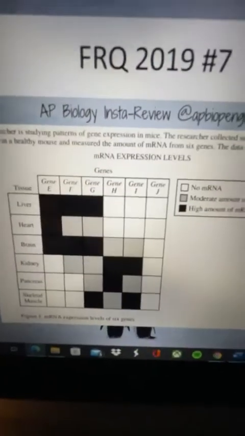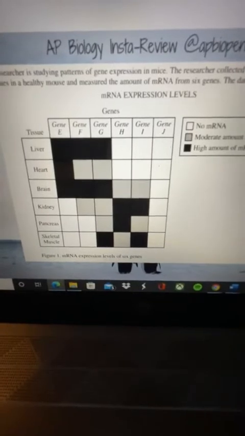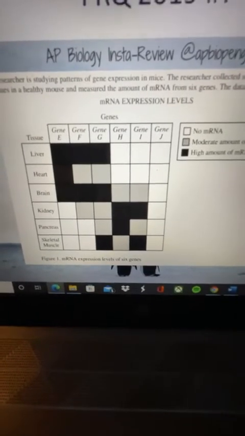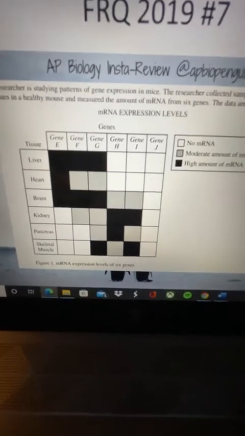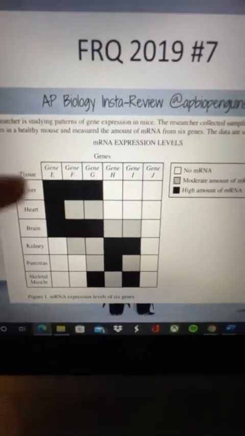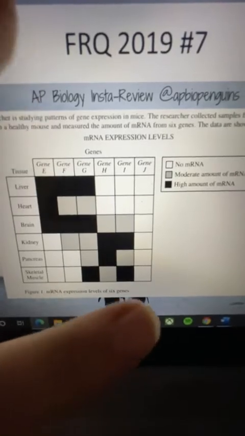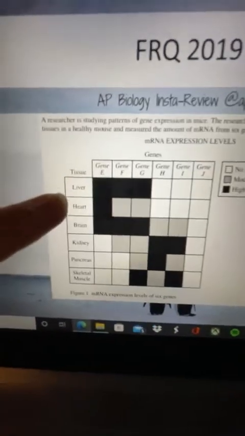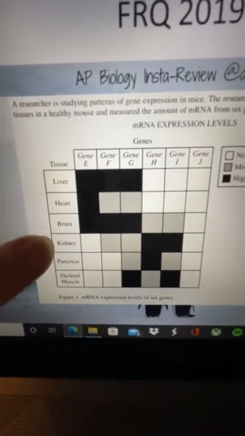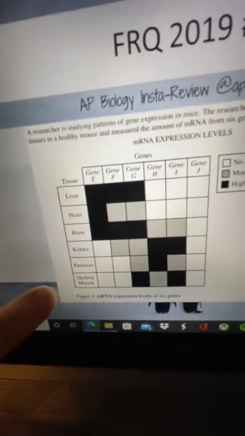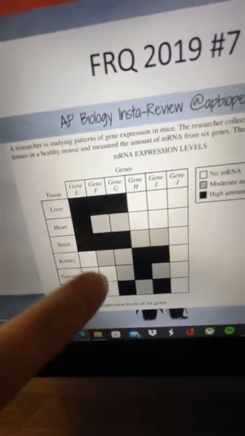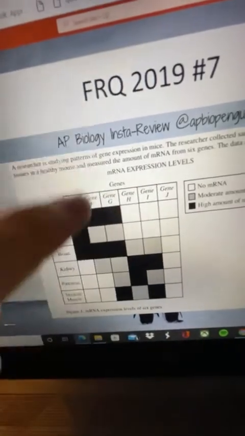Okay, so it tells you that a researcher is studying the gene expression in mice. The researcher collects samples from 6 different tissues in healthy mice and measures the amount of mRNA from the 6 genes. And the data is shown below. So this is showing you your mRNA expression. This is where things are expressed. So you have our different tissues: liver, heart, brain, kidney, pancreas, and skeletal muscle. And it shows you our different genes, and how much of that mRNA is expressed, right?